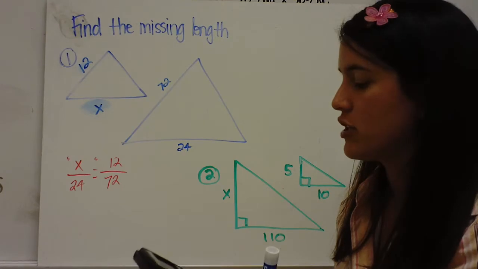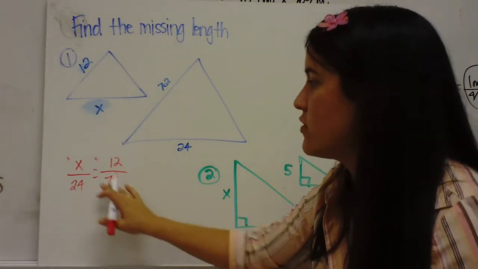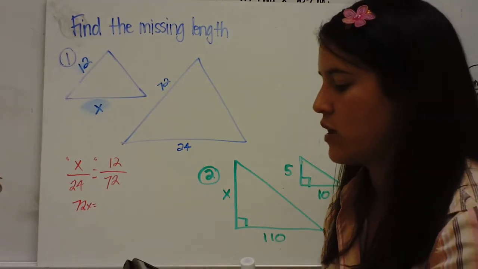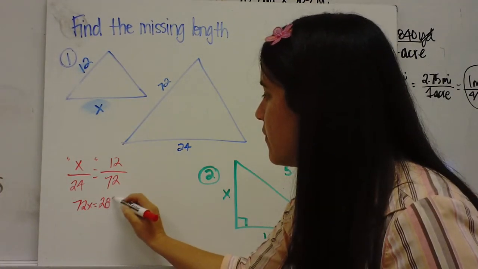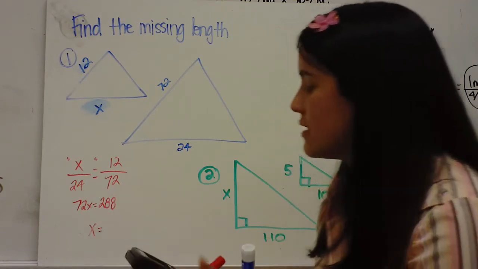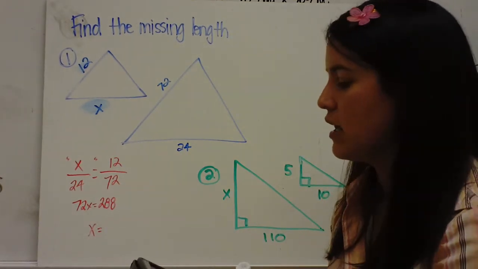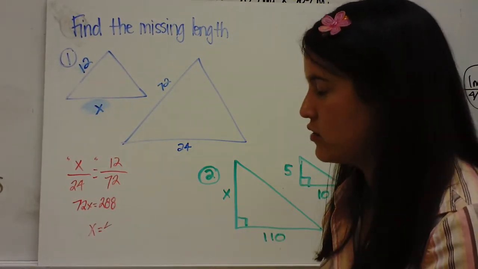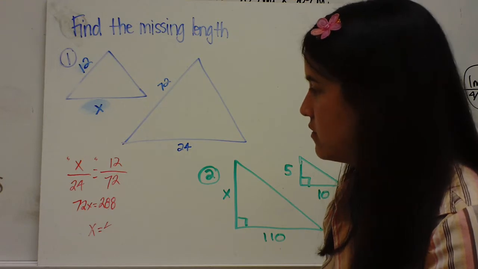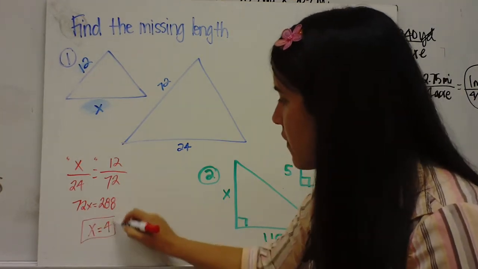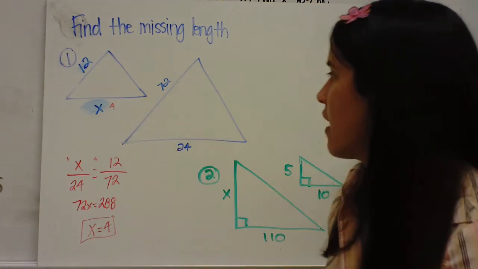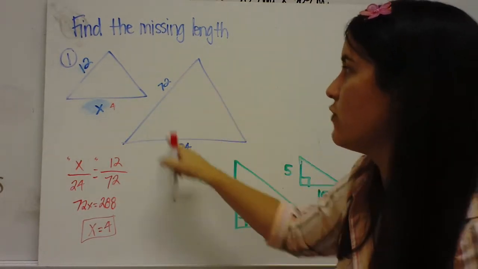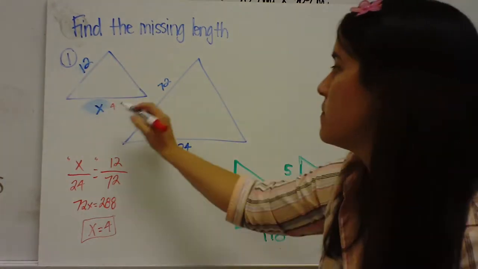Once I have my proportion, I can cross multiply. So 72 times x is 72x. 24 times 12 is 288. Divide both sides by 72, and we get 4. Sorry. So that means this is 4, which would make sense. If 72 is bigger than 24, then 12 would be bigger than 4.